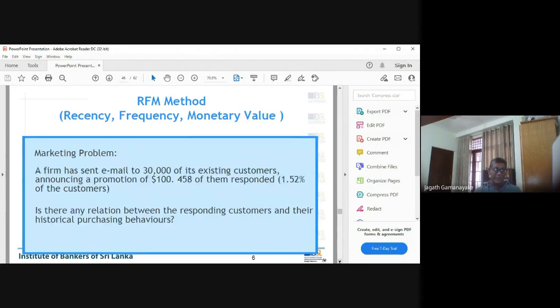Now, we discussed one case study, one example, of how you make use of that to explain all these things. A firm has sent an email to 30,000 of its existing customers. The customer base of the organization is 30,000.